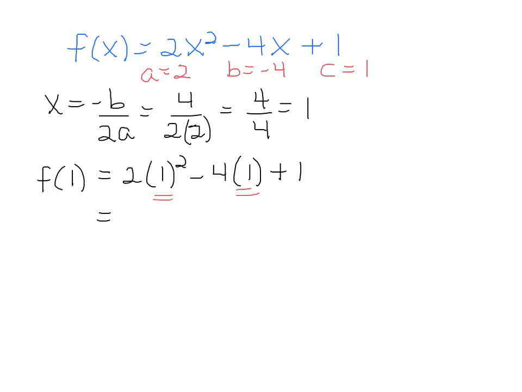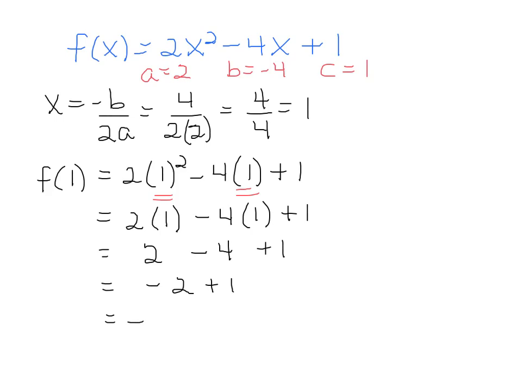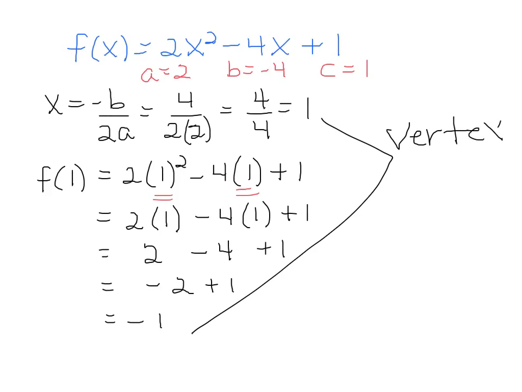If we do the order of operations, we'll do the square first. 1 times 1 is still 1, so that doesn't change very much, other than we lose the square. Then we'll do our multiplications. So 2 times 1 gets us 2, and negative 4 times 1 gets us negative 4. Then adding left to right, 2 minus 4 gets us negative 2 plus 1 for a final result of negative 1. Putting this together, our vertex for this problem is 1 for the x-coordinate, negative 1 for the y.